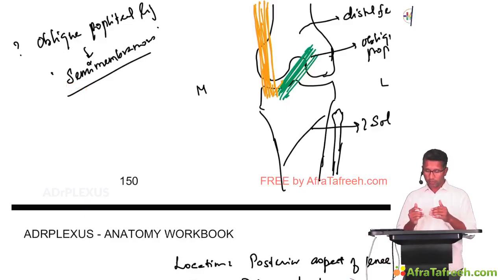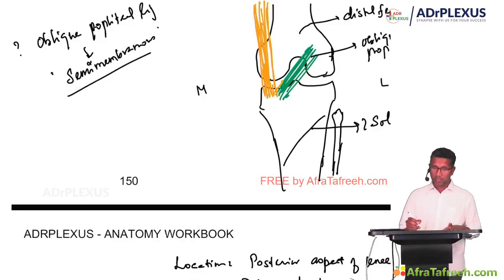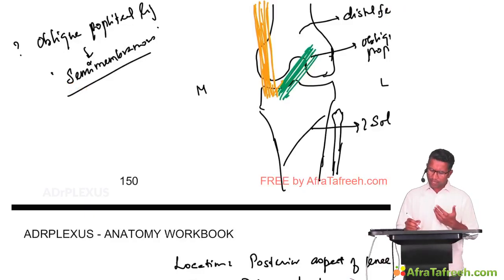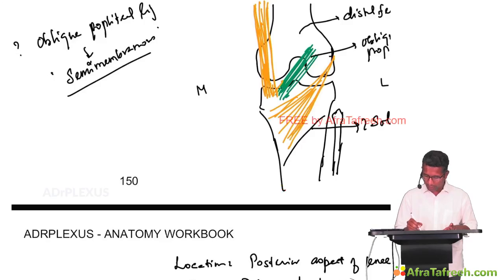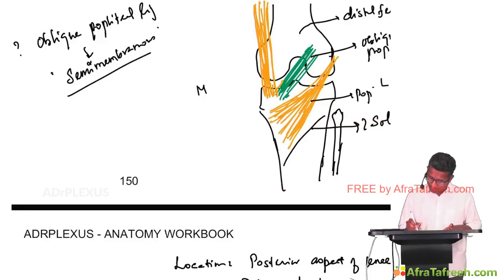Now coming to the inferior part, there is a muscle which takes its origin from the lateral condyle of the distal femur, runs into the proximal tibia and gets inserted into the proximal tibia. This is an important muscle in this region and it is called the popliteus muscle. This muscle is covered by a fascia here.